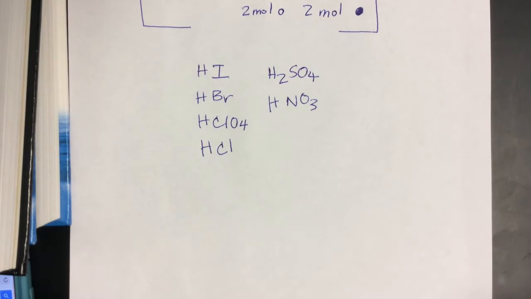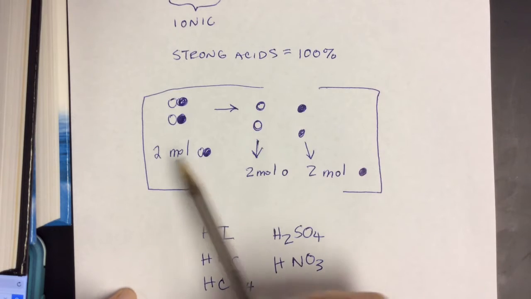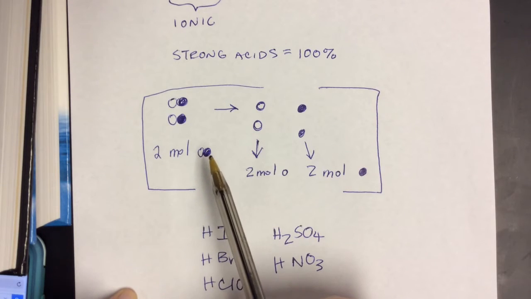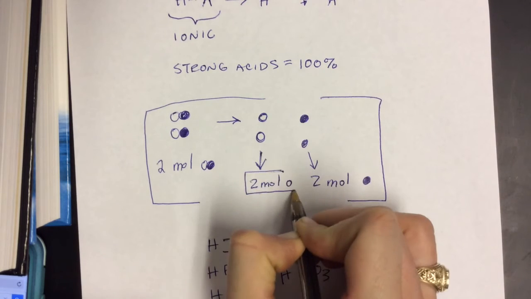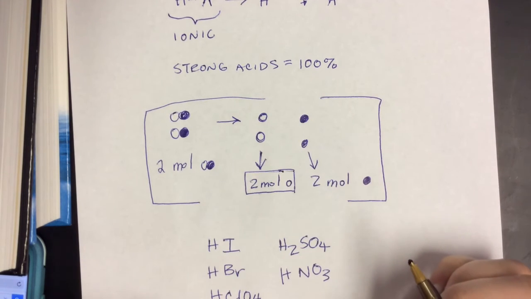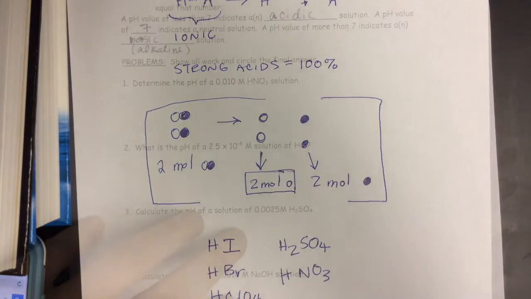So those are our main 7 strong acids that you need to know, and those are the ones that will have this happen 100% of the time. So what that means is that if I have 2 moles going in, then I have 2 hydrogens over here. Well, now I have the concentration that I need for my pH formula. So let's go back to our original problem.